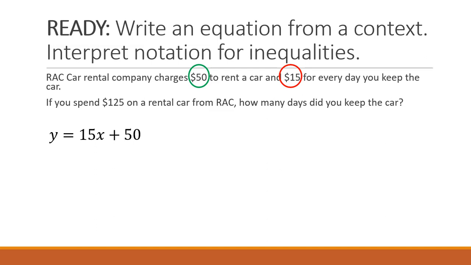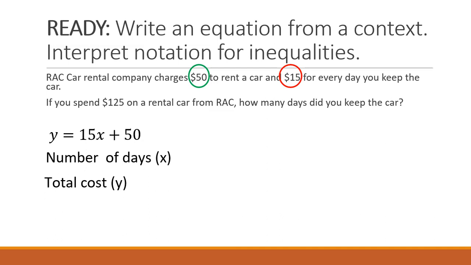It is also important to make sure that we know what the variables represent in this equation. Our situation depends on the number of days we keep the car, represented by our x variable. The total cost is our y variable, since it has the sum of $50 initially charged and the daily charges calculated by $15 times x number of days.